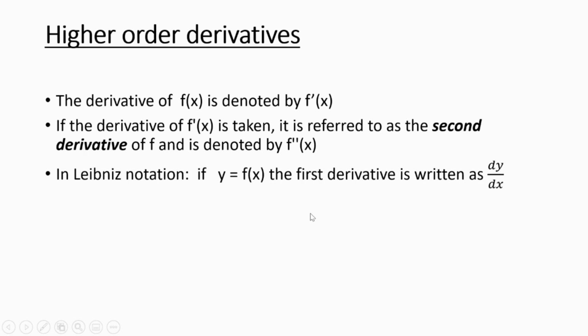If you're using Leibniz notation, which you're familiar with, we talk about dy dx. That's the first derivative, dy dx. Then the second derivative is referred to as d2y over dx squared. So if you see d2y over dx squared, we're referring to the second derivative of the function. You take the first derivative and find the derivative of that. That's your second derivative, your f double prime of x, or your d2y dx squared.